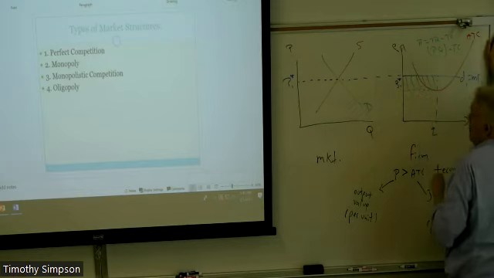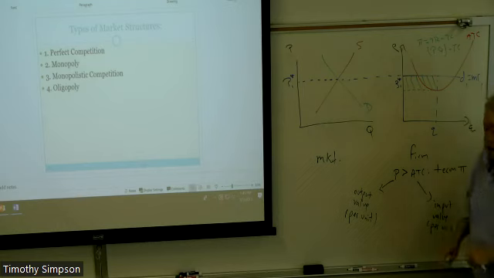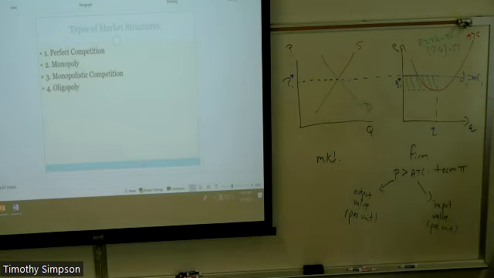Our shaded area here, okay? And that's essentially the amount of profit that's being earned. But we're saying that is a temporary condition. We're saying it's a short run situation. And we're saying it's due to economic luck.